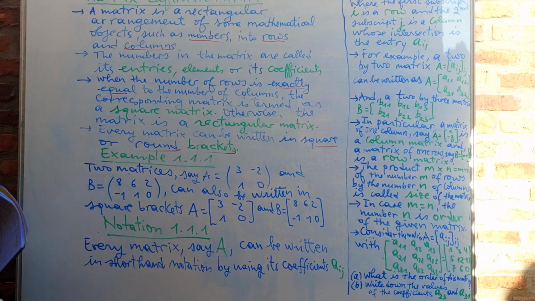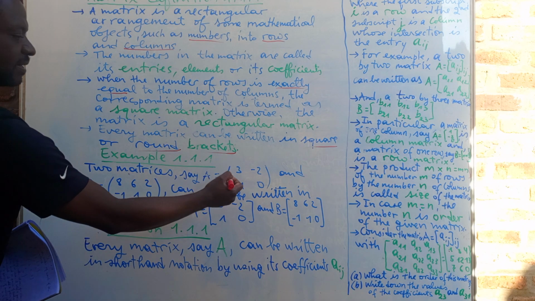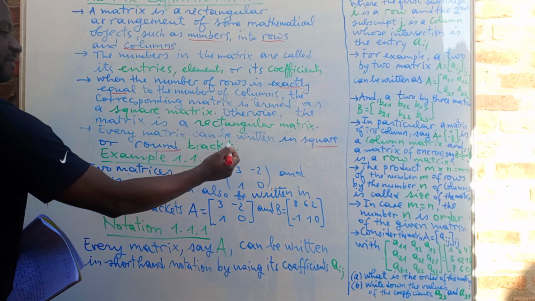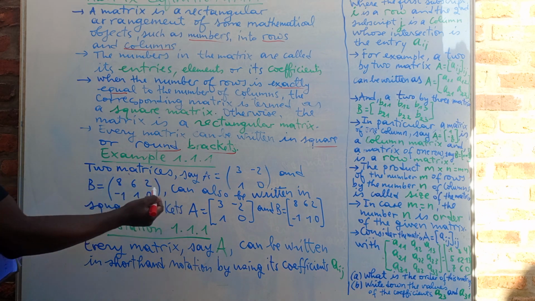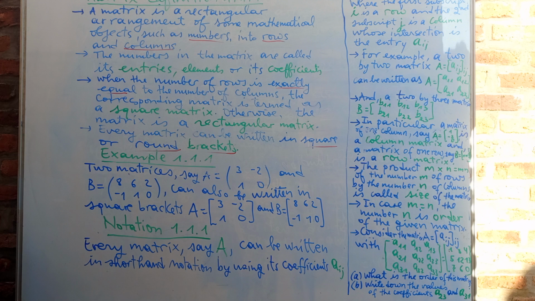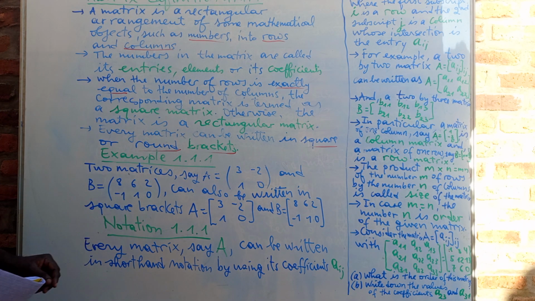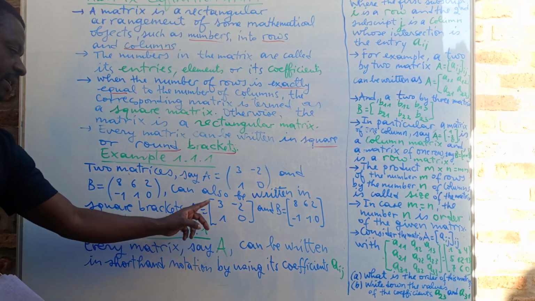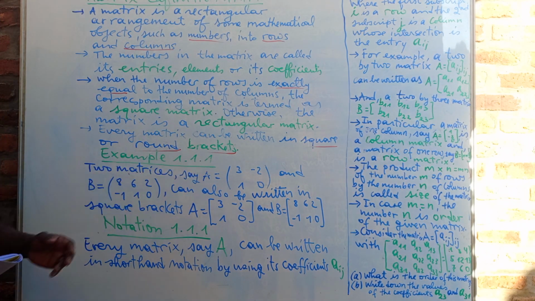For example, two matrices, let us say A and B. A has a first row, second row, first column, second column. Matrix B has a first row, second row, first column, second column, third column. They can be written either in round brackets or, as you have seen, in square brackets. These are square brackets, a pair of square brackets, or round brackets.